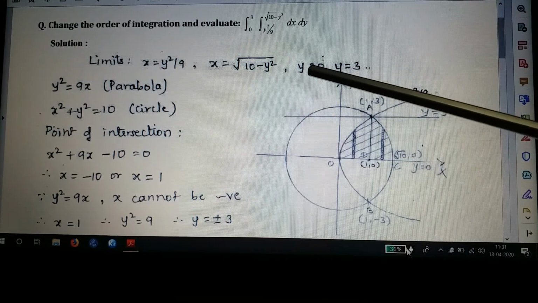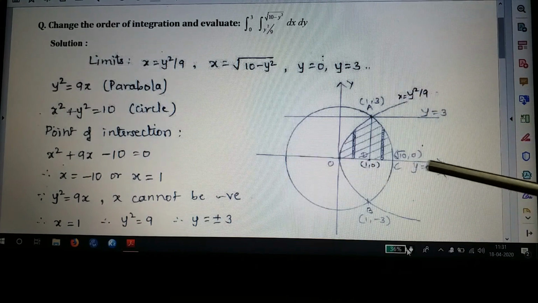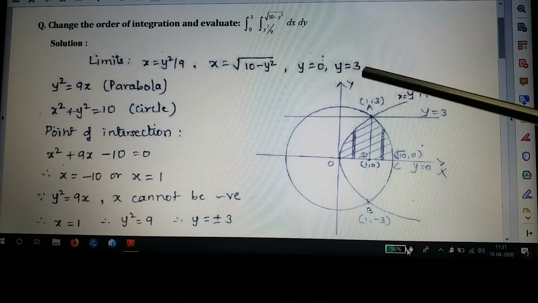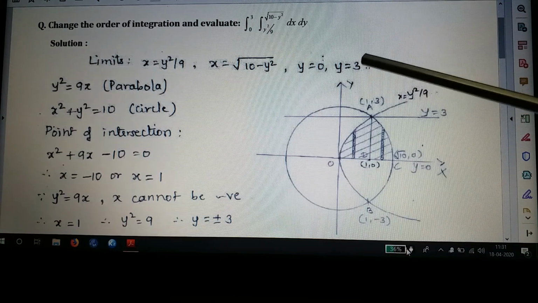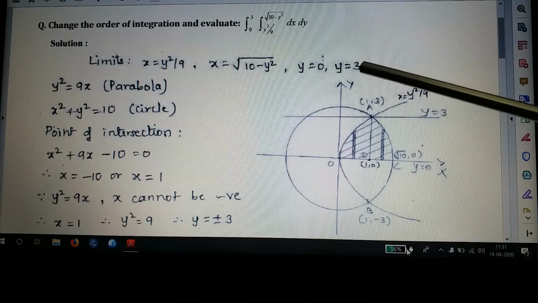Now what is left? y equal to 0. y equal to 0 is the x-axis itself. y equal to 3 is a line parallel to the x-axis passing through the point y equal to 3.